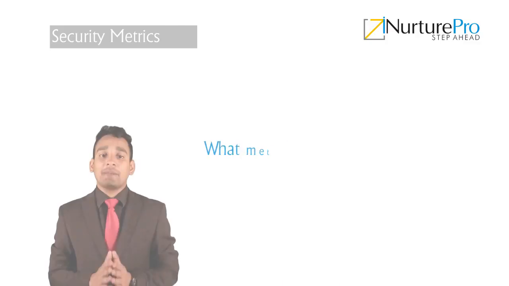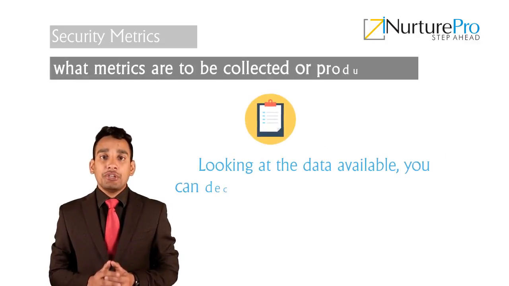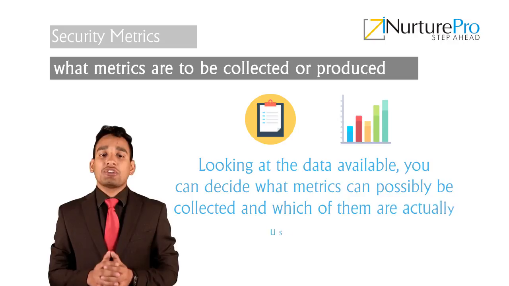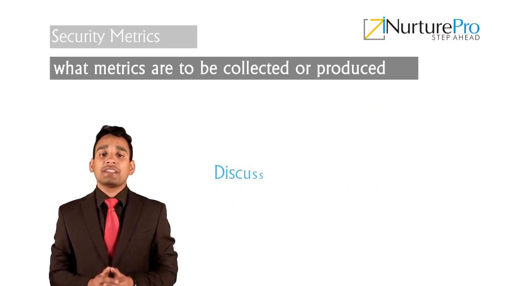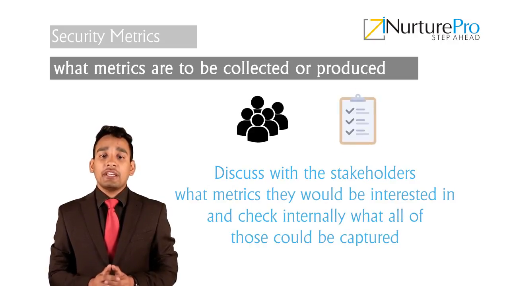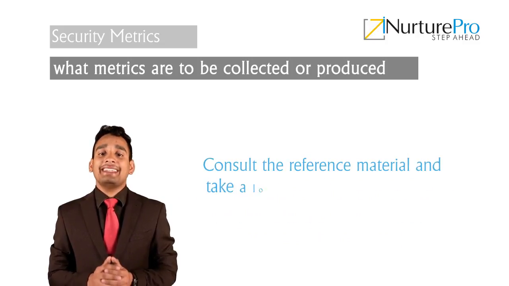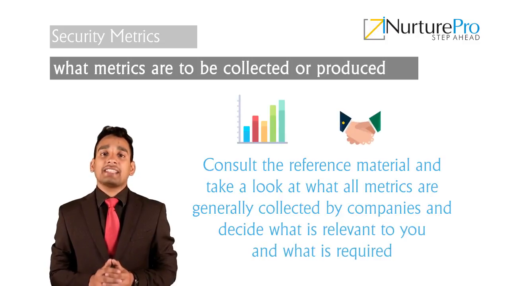At the beginning of the metrics program, you have a choice of what metrics are to be collected or produced. There are several ways to choose. Looking at the data available, you can decide what metrics can possibly be collected and which of them are actually useful to you. Discuss with the stakeholders what metrics they would be interested in and check internally what of those could be captured. Consult the reference material and take a look at all the metrics generally collected by companies and decide what is relevant to you and what is required.